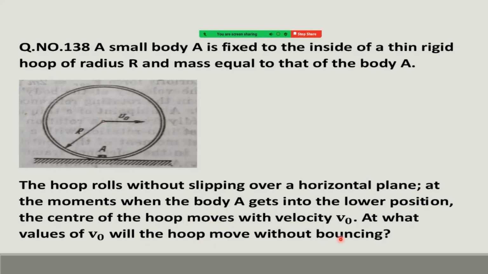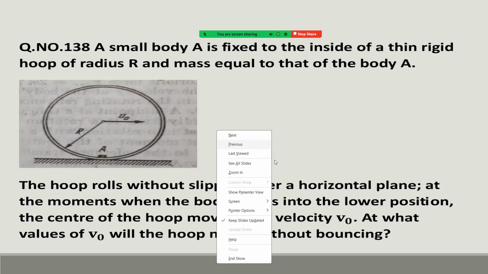See the meaning of without bouncing. It is without losing contact with the ground. The ring is not losing contact with the ground. So for what values of v naught? Let us see how to start.